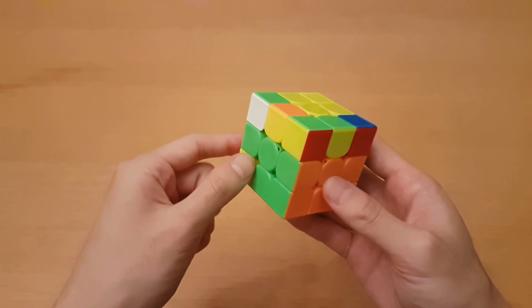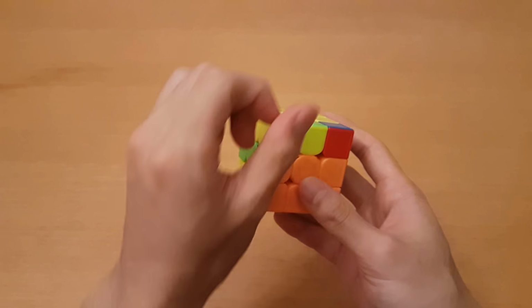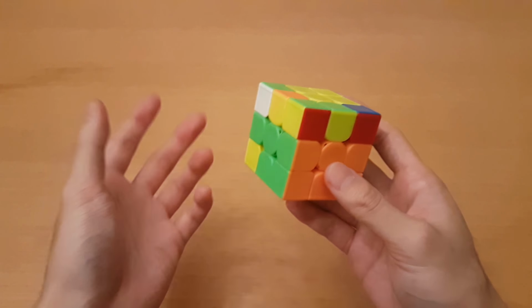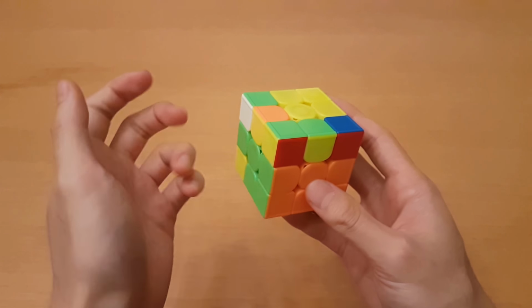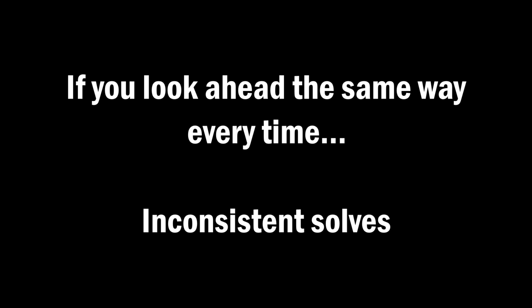Then you can extend this to edges as well if they're in the top layer or for the pieces that came out of here. Most of this just comes from experience because that's a lot of information to memorize, but sometimes you can just memorize some easy cases like that. If you look ahead the same way every time, then it won't always work the same way and you'll have very inconsistent solves, because every solve is a little bit different and you should be looking in different places.